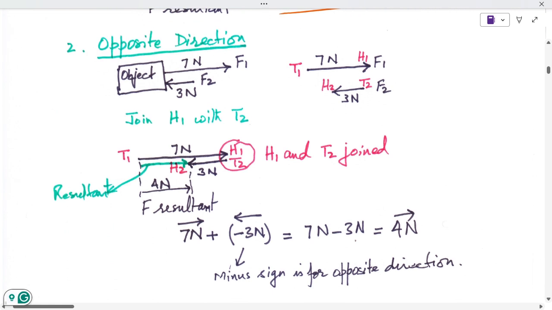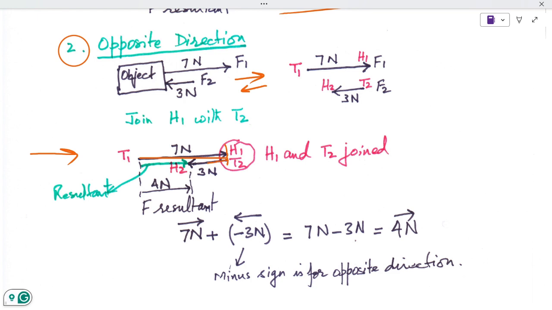But when they are in opposite direction, again you have to put the head to tail method or tip to tail method. So I have done it, and I have drawn 7 Newton, shown its T1 and head 1, and then put the tail to 2 of 3 Newton vector, which is F2, on the head 1.